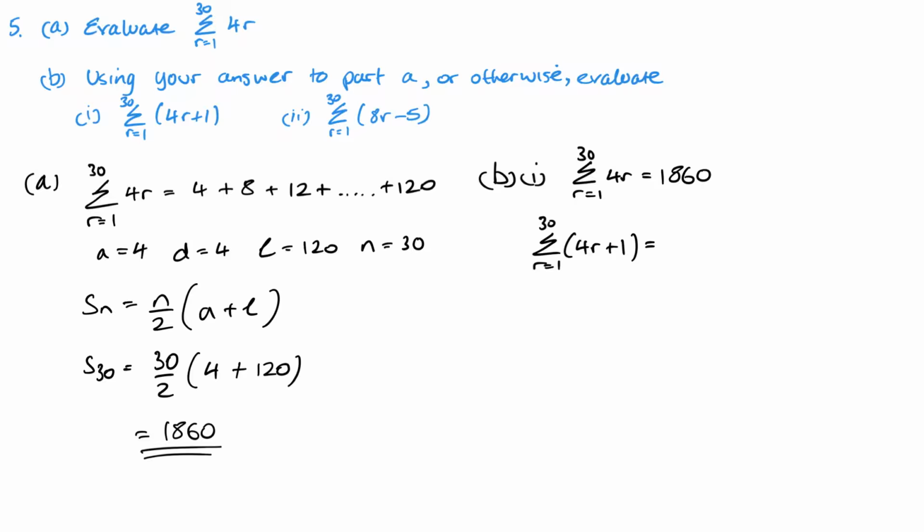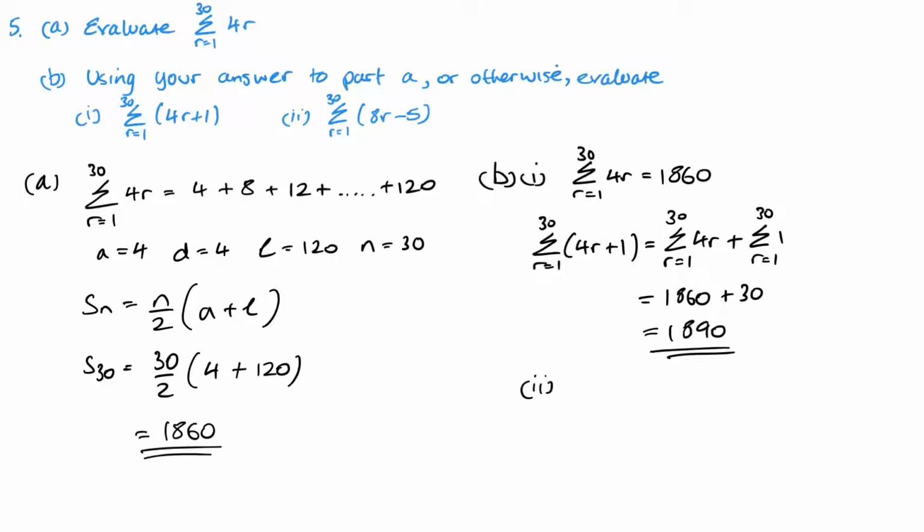Yeah, so this is essentially, if I split this up, 4r plus the sum of that 1, so 30 lots of 1. So that gives me 1,860 plus 30, so 1,890.